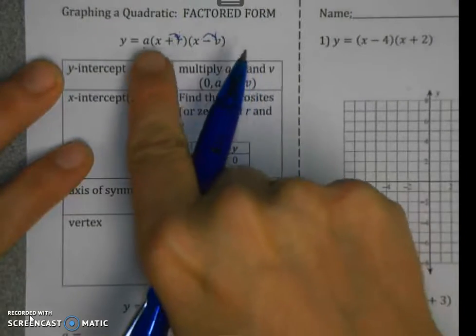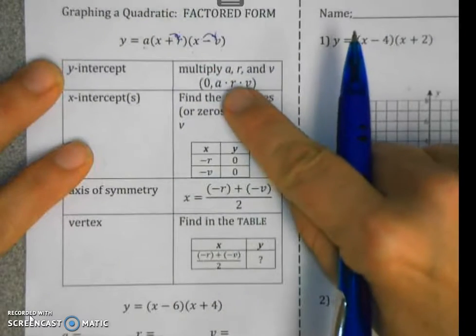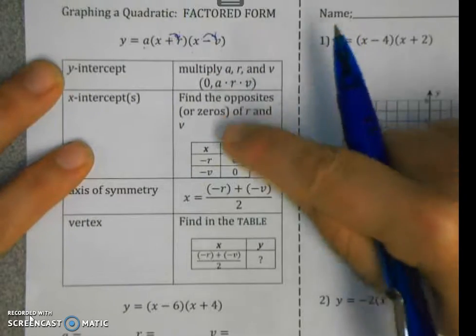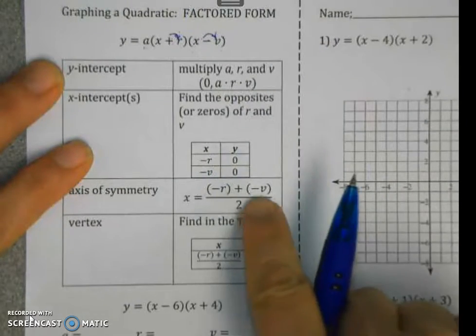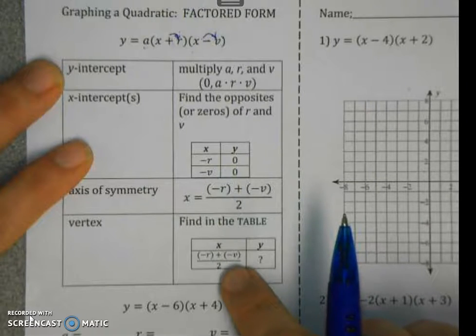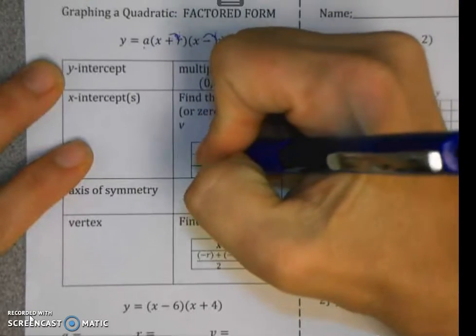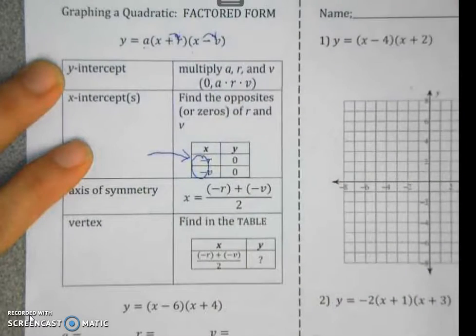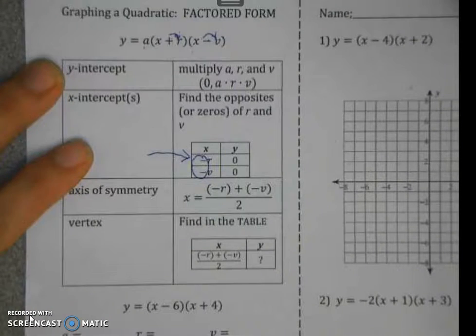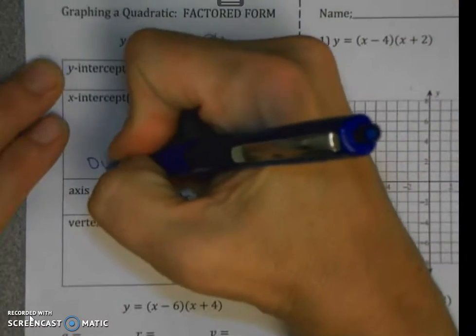What matters is we want to know what are A, R, and V, because that's going to help us find the y-intercept. It's going to help us find the x-intercepts, the axis of symmetry, and finally, our vertex. Now, just to remember, that negative sign there, why don't we circle them and draw a little arrow, really means we want to take the opposite of those values. Opposite.